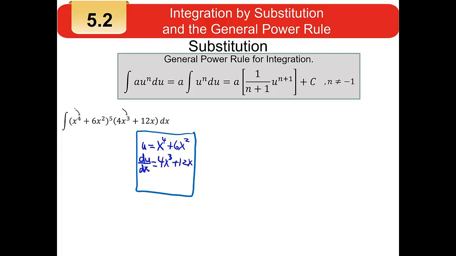But anyway, if you calculate the derivative and solve for du, you'll find out that du is 4x cubed plus 12x times dx. Well, that's exactly what you have up here. You have exactly what you need.